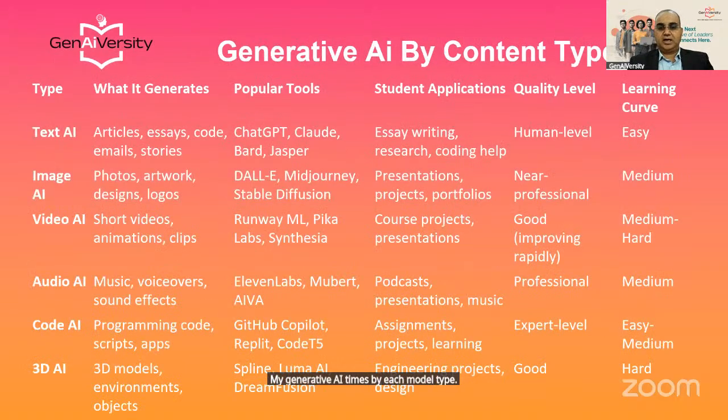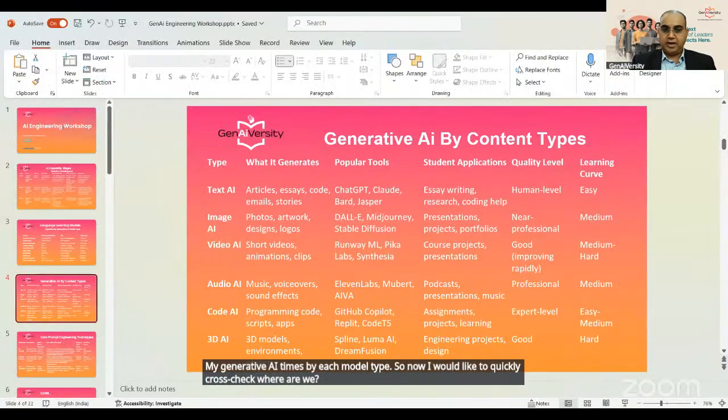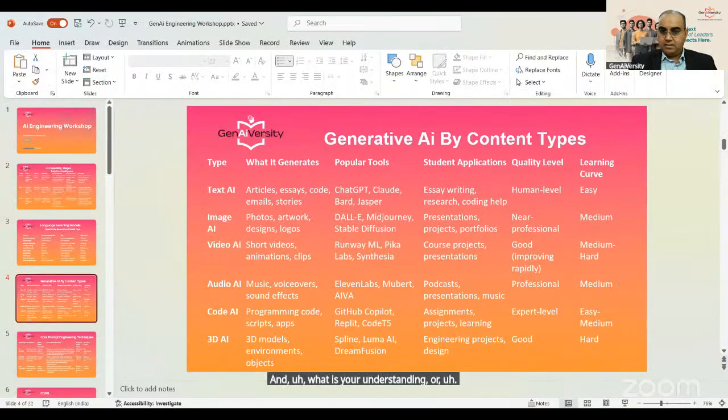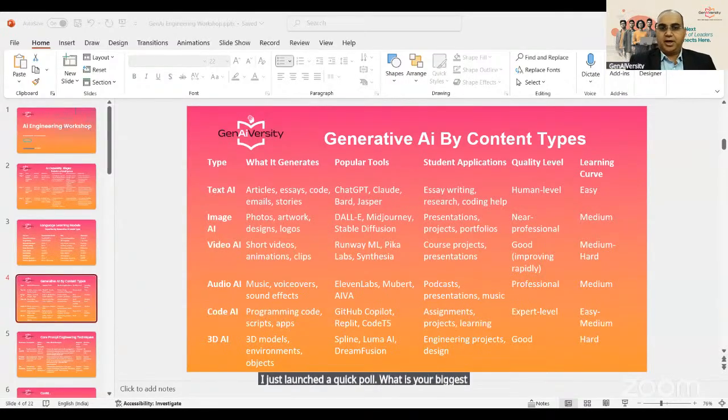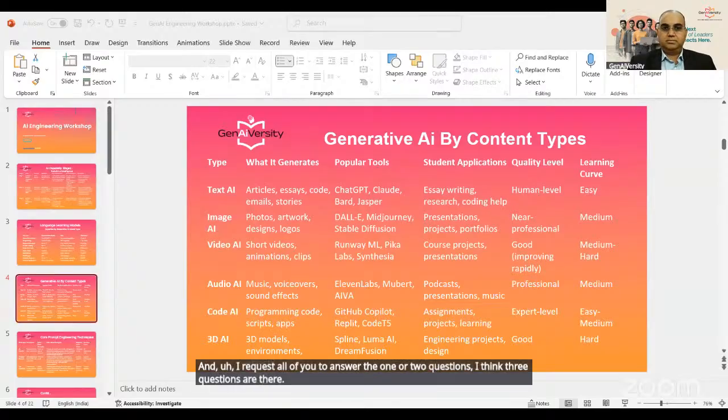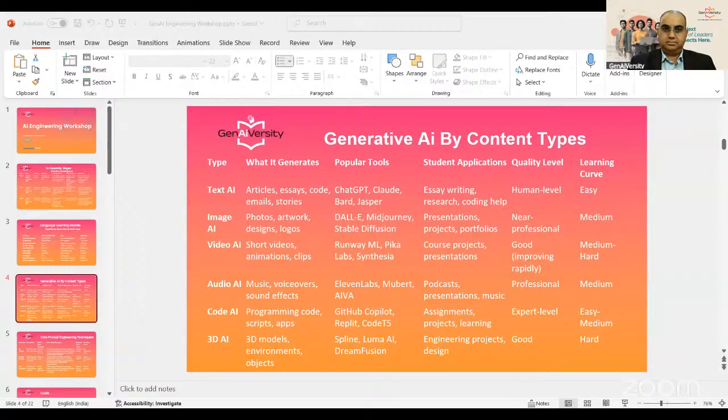So now I would like to quickly cross check where we are and what your understanding is. I just launched a quick poll. What is your biggest fear about AI? I request all of you to answer one or two questions. I think three questions are there. Why are you here? What made you come and join this session? I request all of you to start giving replies to the poll.